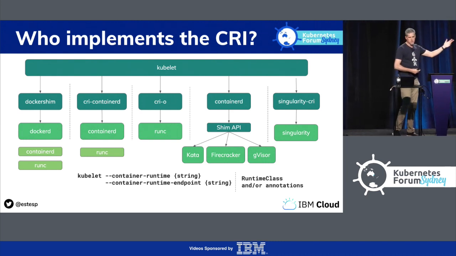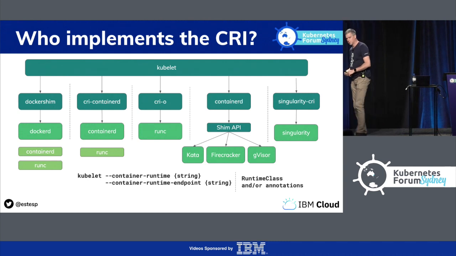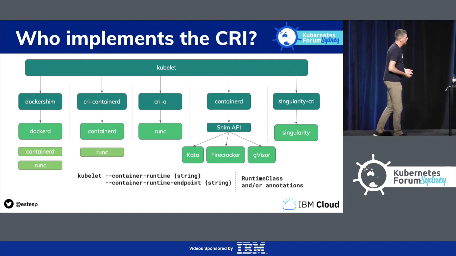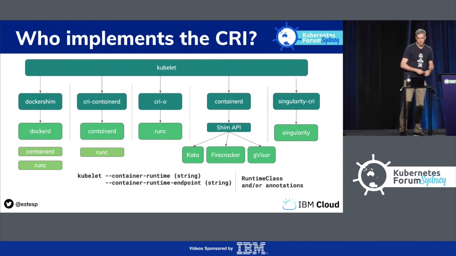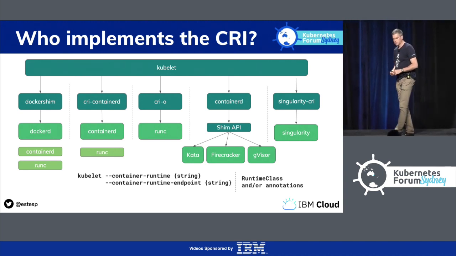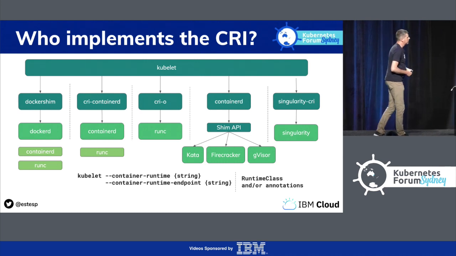You can also do some of these under Creo simply by just replacing runC with other binaries. But Containerd developed a shim API so that there could actually be a richer level of communication between the runtime and these isolators like Kata or Firecracker or Google's gVisor.